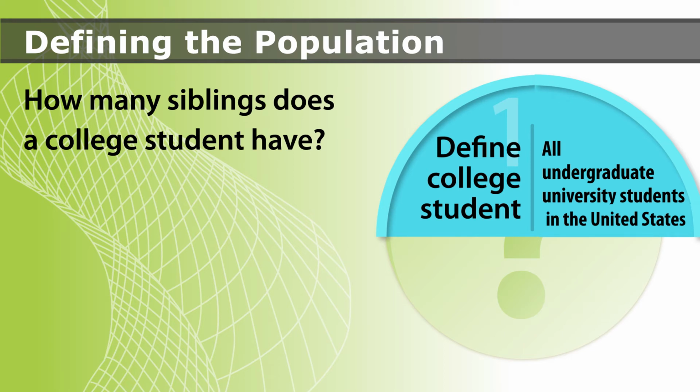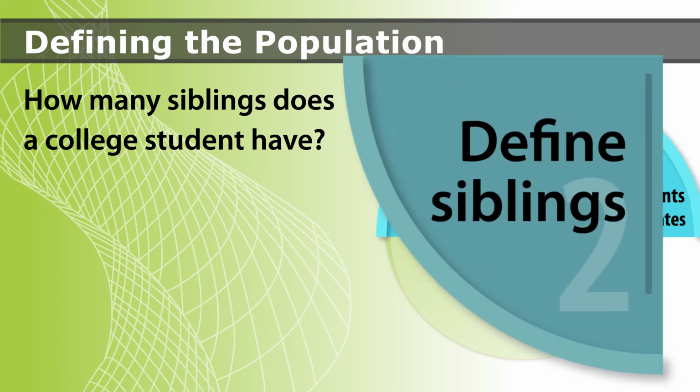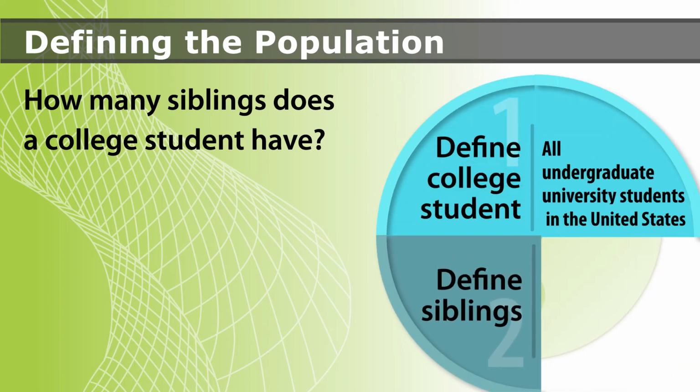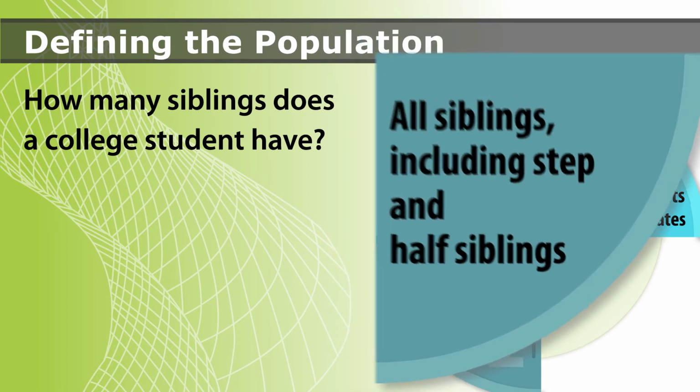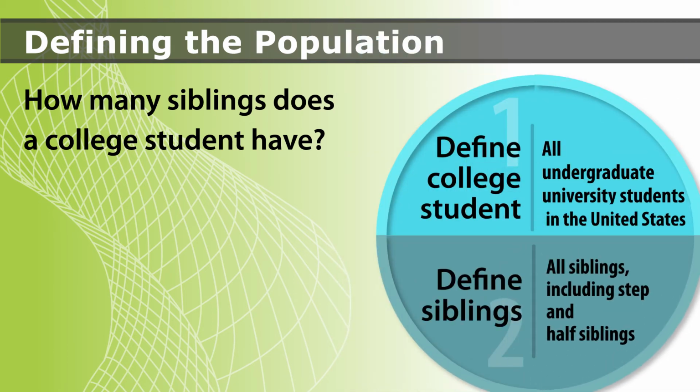Then we have to determine exactly what information we want. Well, we want to know how many siblings they have. Then we have to define siblings. Does that include half siblings and step siblings? You have to be sure because people are going to ask. So for our purposes, again, let's describe siblings as all siblings, including step siblings and half siblings.